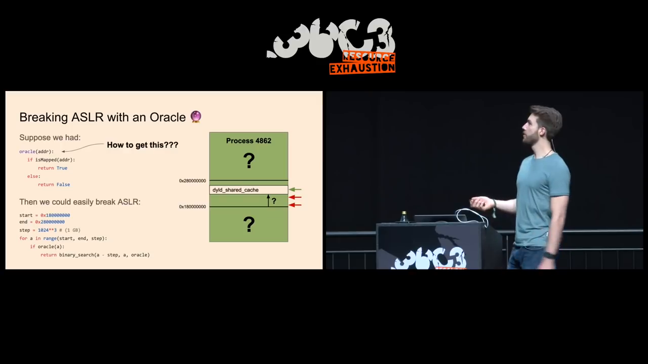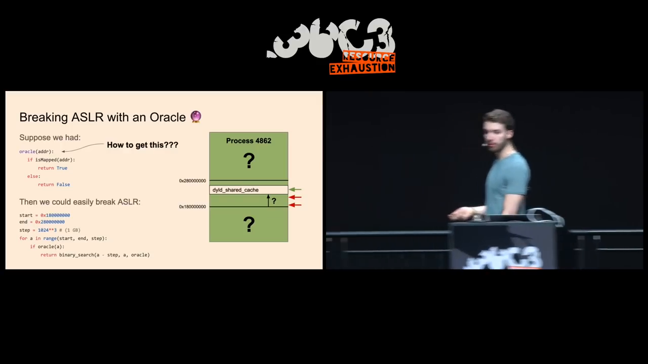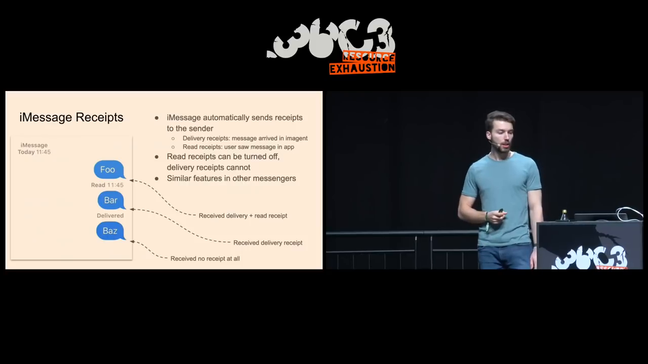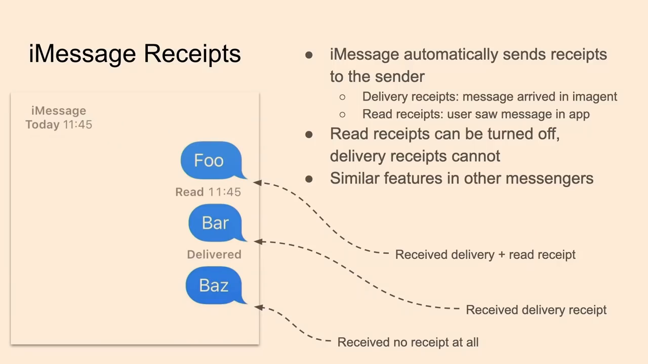So obviously the question is, well, where would we get this oracle from? This seems kind of weird. So let's look at receipts, message receipts. iMessage, like many other messengers, pretty much all of them that I know, send receipts for different things. iMessage in particular has delivery receipts and read receipts. A delivery receipt says the device received the message. A read receipt means the user actually opened the app and looked at the message. You can turn off read receipts, but as far as I know, you cannot turn off delivery receipts.